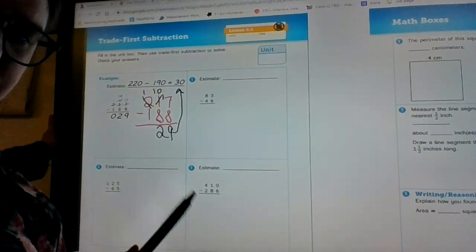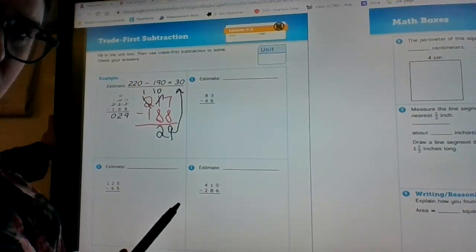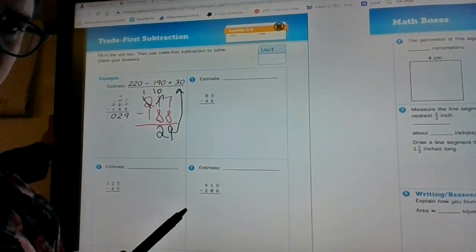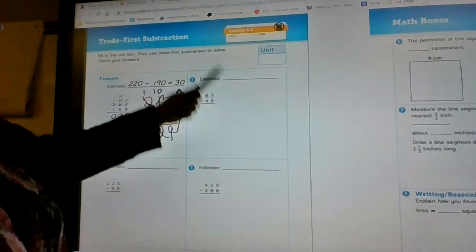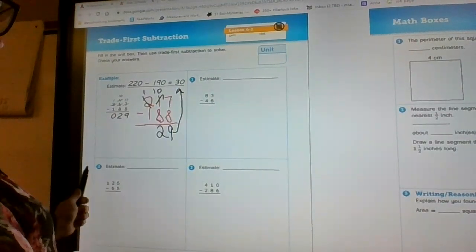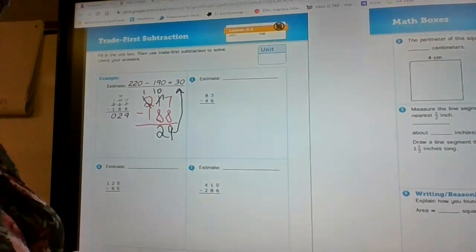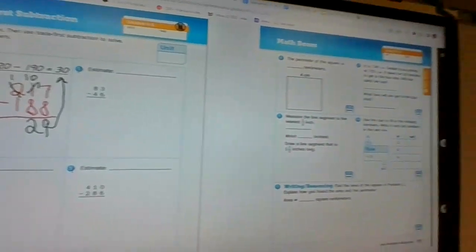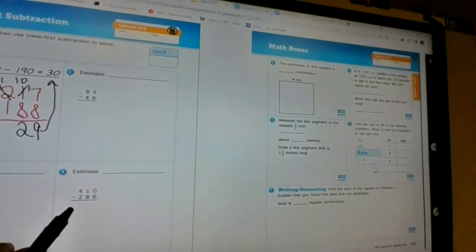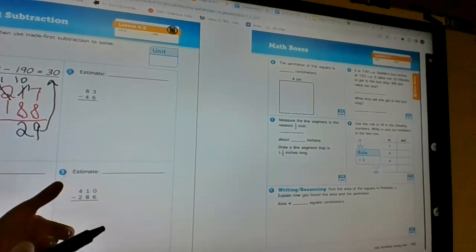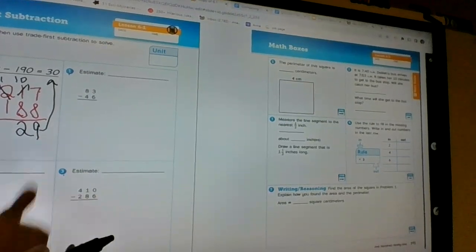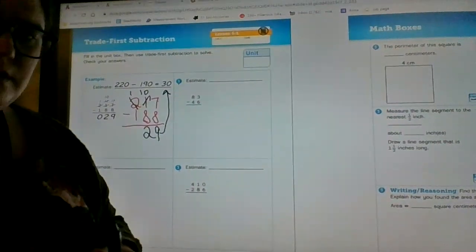Okay, so that's going to be it for my lesson. Your jobs. You're going to complete this page. So you have 1, 2, and 3 to do. Subtraction. And then you have page 191, your math boxes. You are going to take a picture of your work and submit it to me. So there's not going to be actually a sheet to complete. You're just going to take a picture of both of these pages and submit it to me so I know that you've completed it.